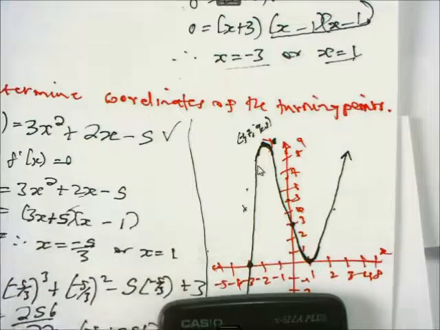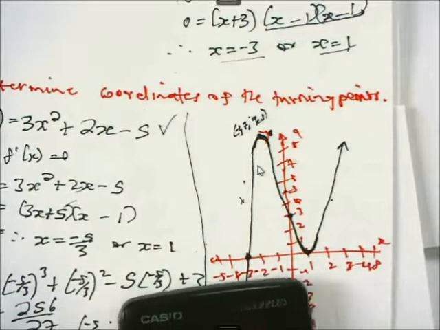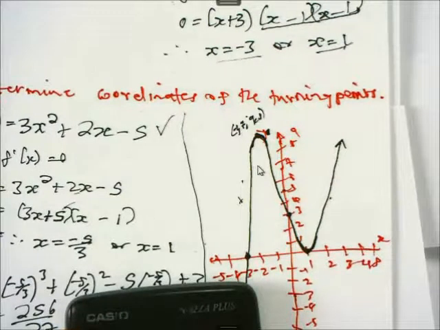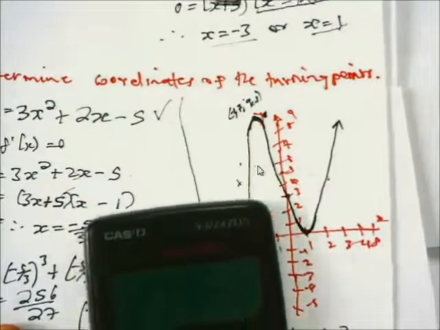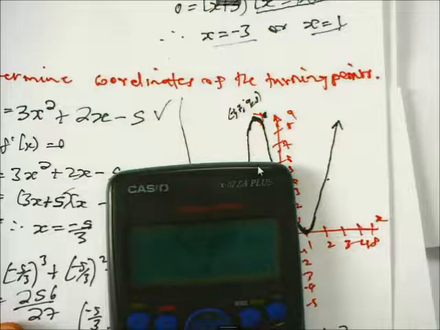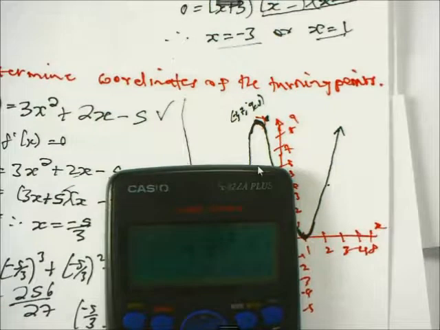Right, of course, you see that the corresponding y value will be a positive 128 divided by 27, which in decimal will be 4.7. You can see clearly there, that is 4.7. But what is important, remember you substitute this in the original function.